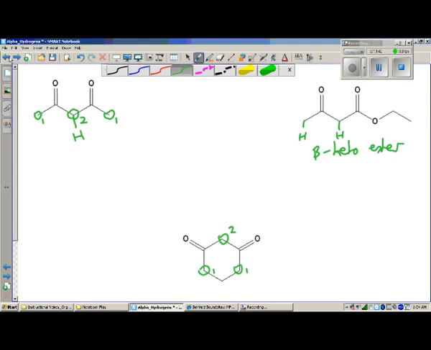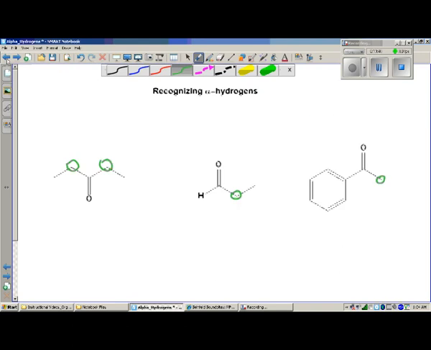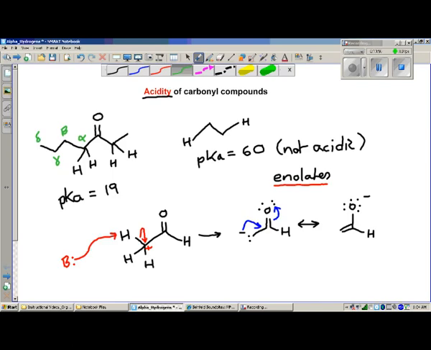So being able to recognize alpha hydrogens is really pretty important, because you can't do any of this alpha substitution chemistry until you can recognize A, what an alpha carbon is, B, what an alpha hydrogen is, and where they are. Alright, so if you can do that, you are well on your way to figuring this stuff out. Okay? Good.